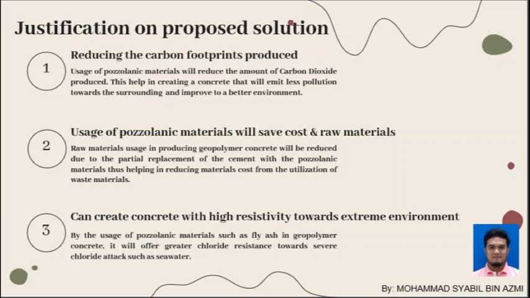Second is the usage of pozzolanic material to save costs and raw materials. By using geopolymer, we will reduce the usage of the raw materials that will be used, such as cement, by replacing it with pozzolanic materials. The cement will be replaced with the pozzolanic material that is usually produced from waste products such as agricultural waste and also product of coal power plant. This will help in cutting the cost of raw materials.